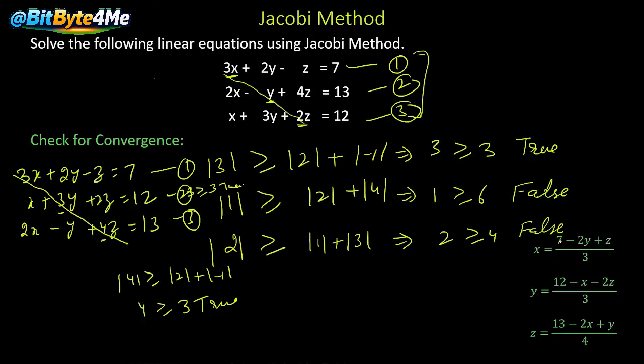Now from these equations we will calculate the value of x: (7 minus 2y plus z) over 3 is the value of x. From the second equation we will calculate the value of y: (12 minus x minus 2z) over 3. From the third equation we will calculate the value of z: (13 minus 2x plus y) over 4. So from now onward we will use these three equations for x, y and z to calculate their values in the Jacobi method.